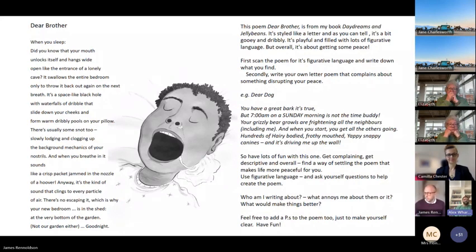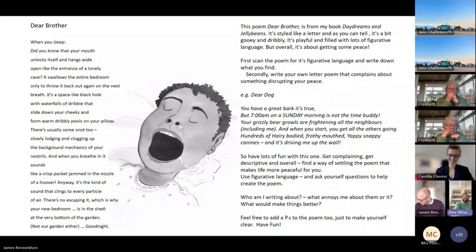Dear brother, when you sleep, did you know that your mouth unlocks itself and hangs wide open like the entrance of a lonely cave? It swallows the entire bedroom only to throw it back out again on the next breath. It's a space-like black hole with waterfalls of dribble that slide down your cheeks and form warm dribbly pools on your pillow. And there's usually some snot too, slowly lodging and clogging up the background mechanics of your nostrils. And when you breathe in, it sounds like a crisp packet jammed in the nozzle of a Hoover. It's the kind of sound that clings to every particle of air, and there is no escaping it, which is why your new bedroom is in the shed at the very bottom of the garden. Not our garden either. Good night, bro.